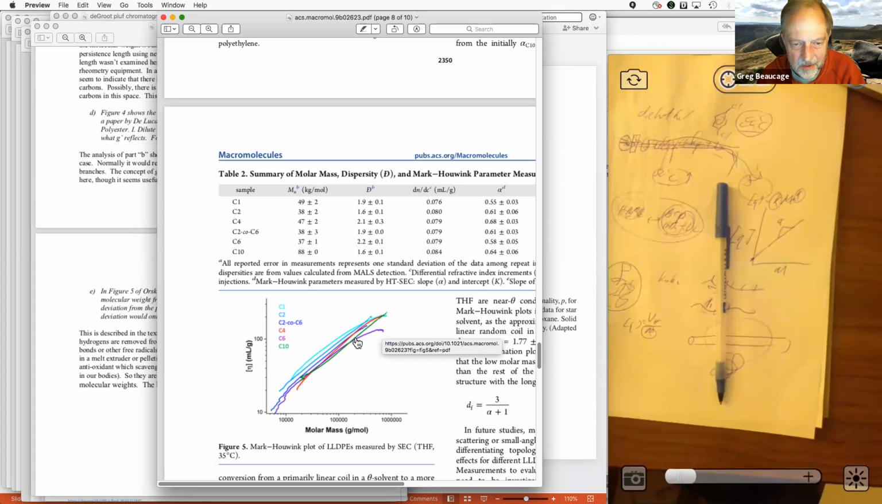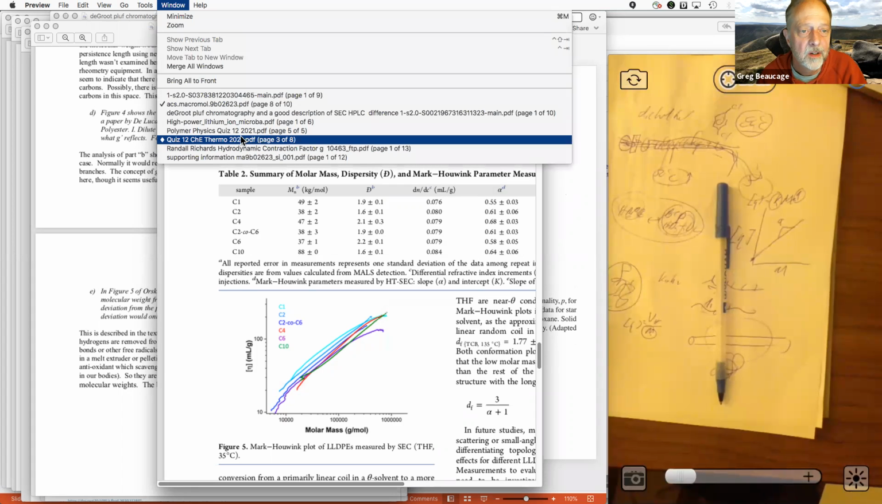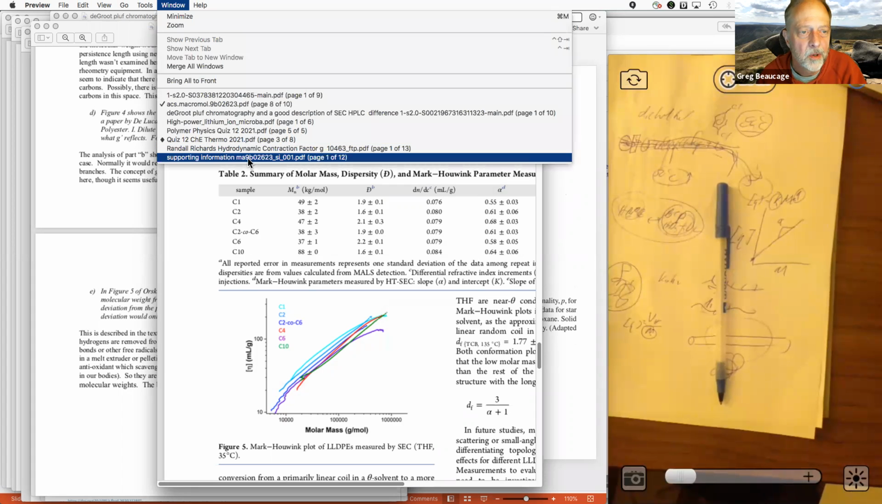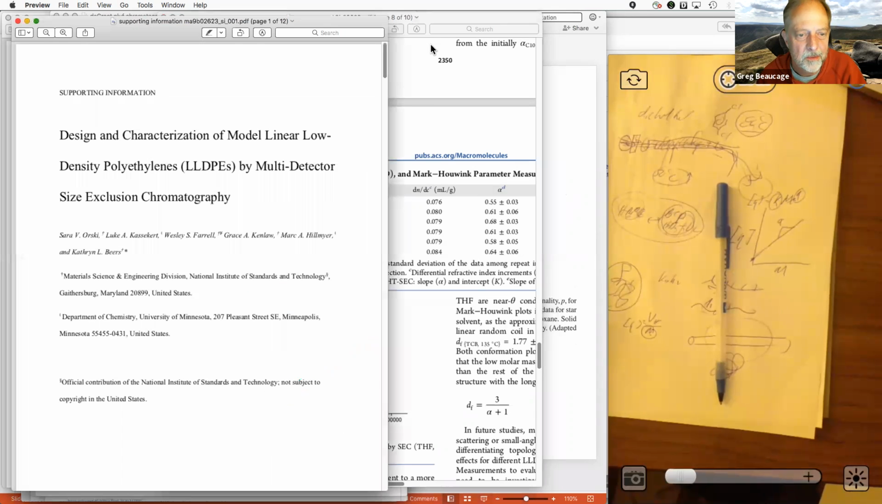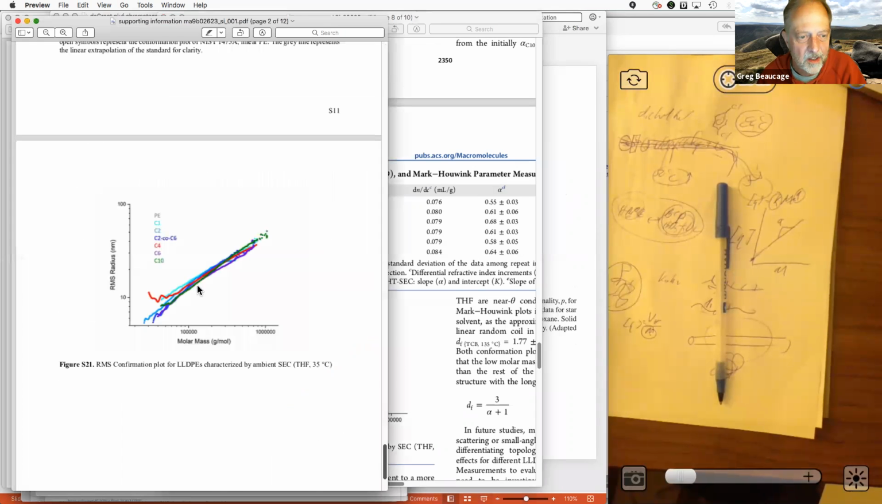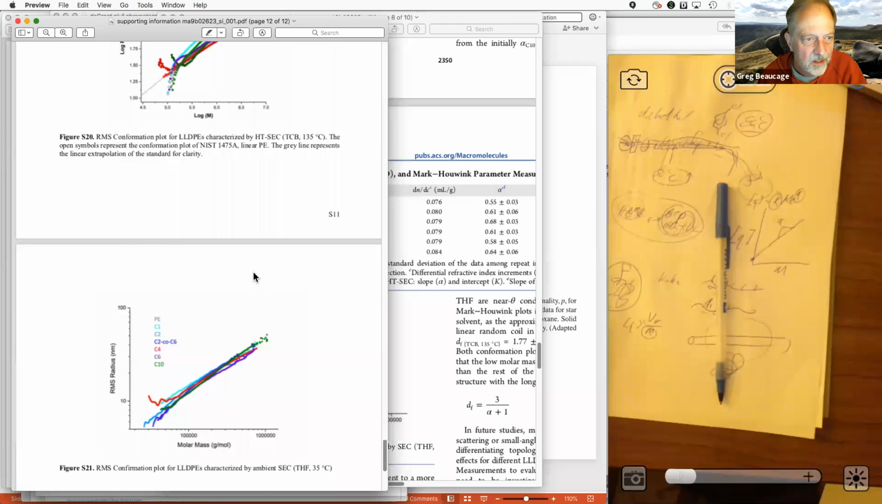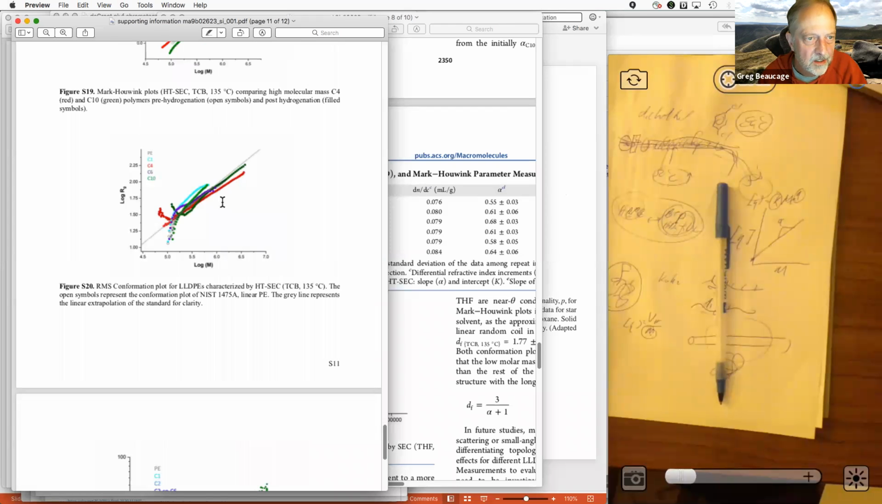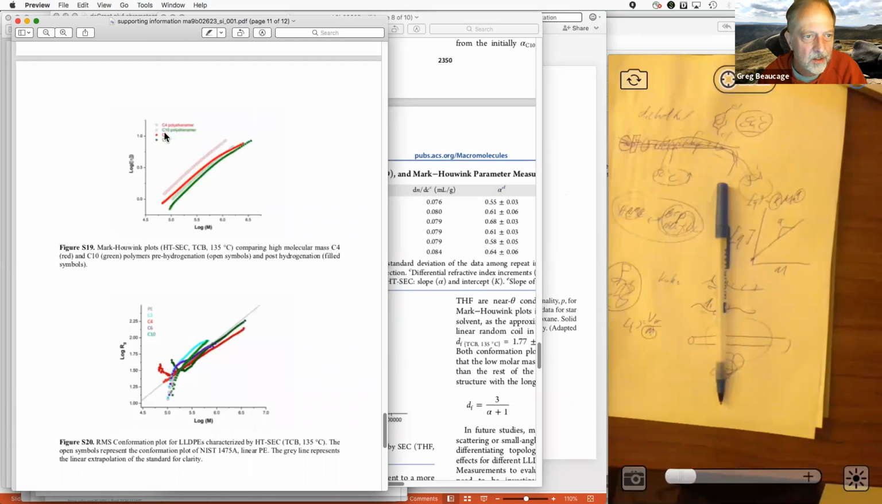That's kind of what this is a signature of. If you look at their supporting information for this paper, at the end of it, they show a better example of this. So you can see here that these things tail over quite a bit. So it's C4 tailing over, green is C10 tailing over.